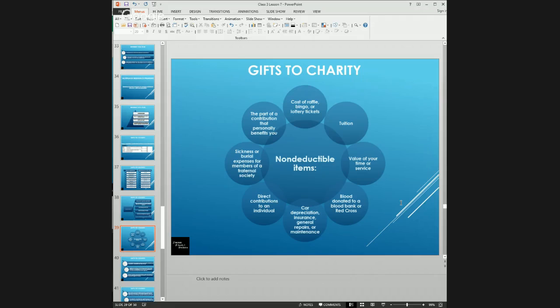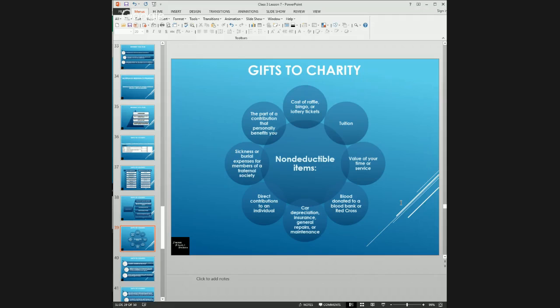If you do that, it's still a net of zero because you would have to include it on the income as well as on the deduction, and that is how you should be thinking about any valuation of time that you contribute to a charitable organization. Any blood that's donated to a blood bank, where the Red Cross is specifically excluded from being deductible. Car depreciation, insurance, general repairs or maintenance on a charitable donation. As it relates to mileage, you can use standard mileage in support of a charity, but you cannot use actual expenses.